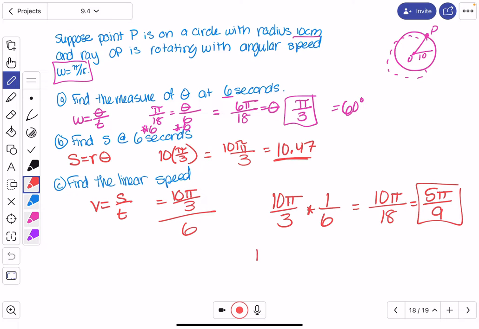If you had done it with your rounded value, 10.47 divided by 6, you'd get 1.745. And if you plug 5 pi divided by 9 into the calculator, you get the same thing. So you have your exact version and your approximate version.